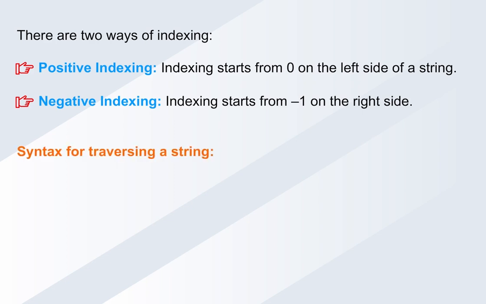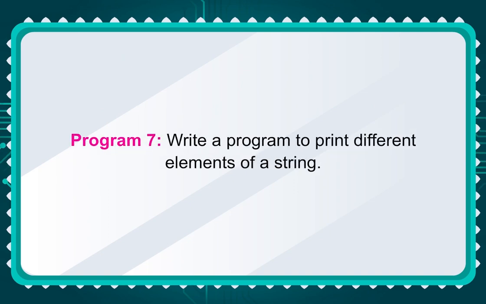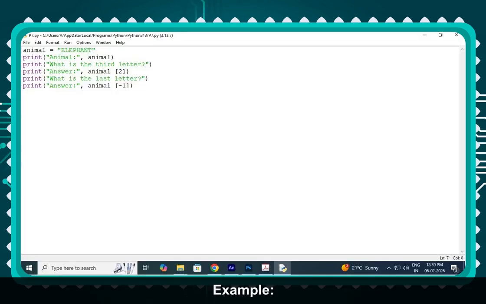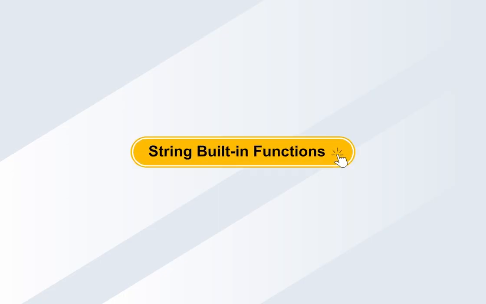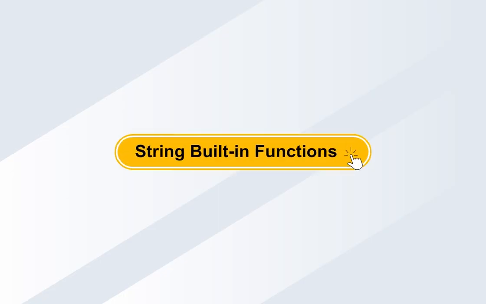Syntax for traversing a string. Name of the string, index. Program 7. Write a program to print different elements of a string. Example. Output.